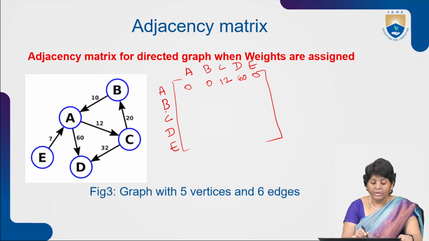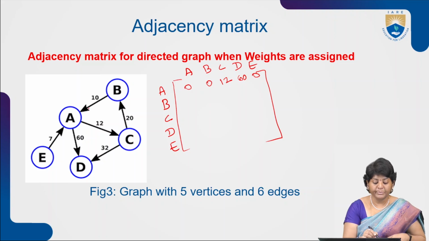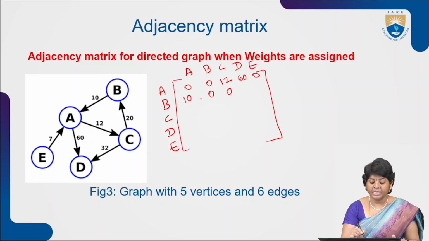Got it? Now we will come to vertex B. So for B, B to A is there with weight 10. So B to A connection is there, so weight is 10. Next, B to C, there is no outgoing, so B to C is 0. And even there is no self loop for B, so weight is 0. B to D, check for B to D, there is no connection, so it is also 0. B to E, there is no connection, so it is also 0.